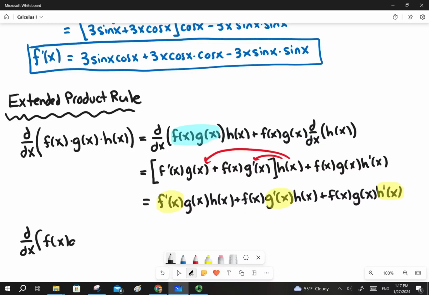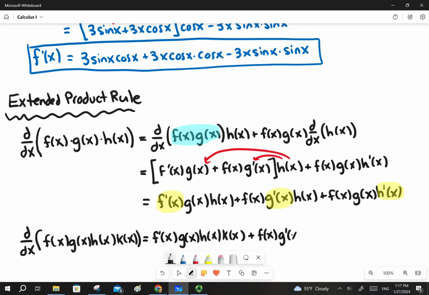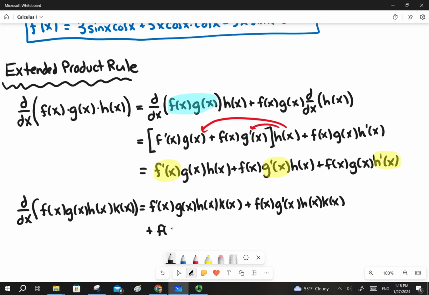So if I get a little funky with this and add a 4th function in there, I won't take you through the whole proof, but I'll tell you it's kind of exactly what you think it would be. The first term, you take the derivative of the first function, you leave the other 3 alone. In your second term, you take the derivative of the second function and you leave the other functions alone. In the third term, you leave the first and the second function alone. You take the derivative of the third, and then you leave the fourth alone. And in the final term, you leave the first 3 functions alone, and you take the derivative of the fourth function.